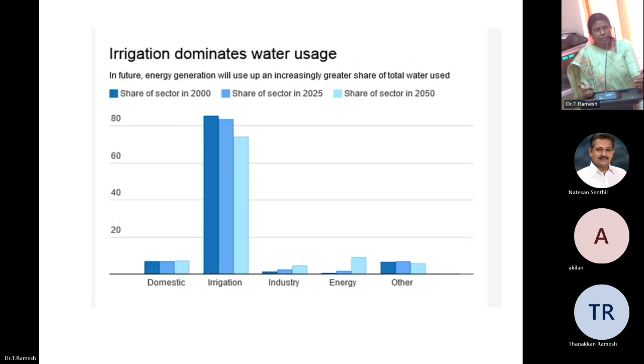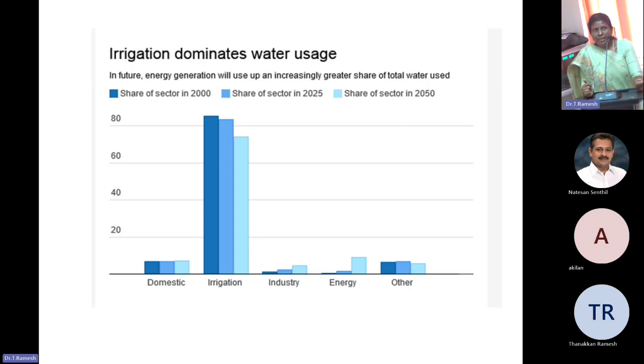If we look at water allocation for different sectors, at present almost 87% of water, in 2000, was allocated to the irrigation sector. But if we compare the light blue shade bar, it will not be the same for another 50 years or so.